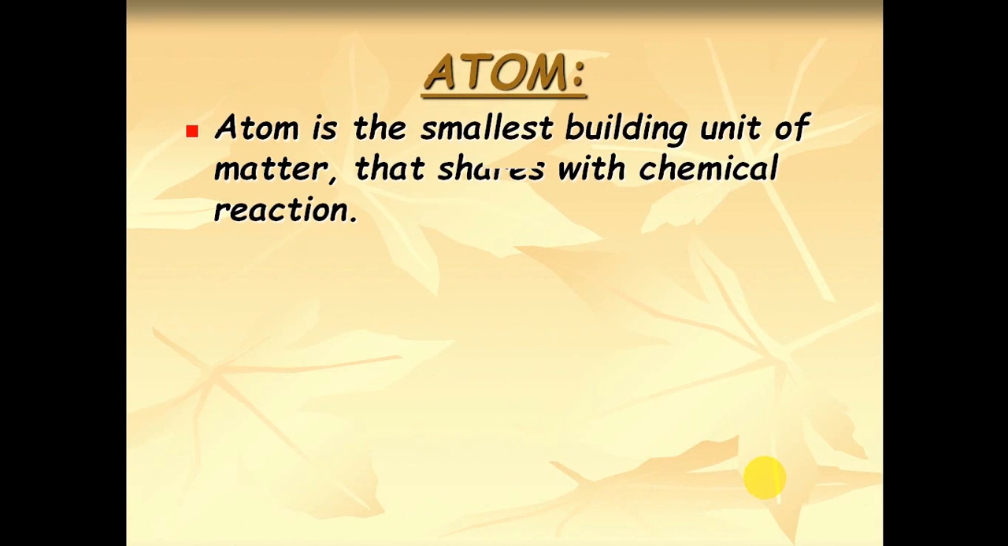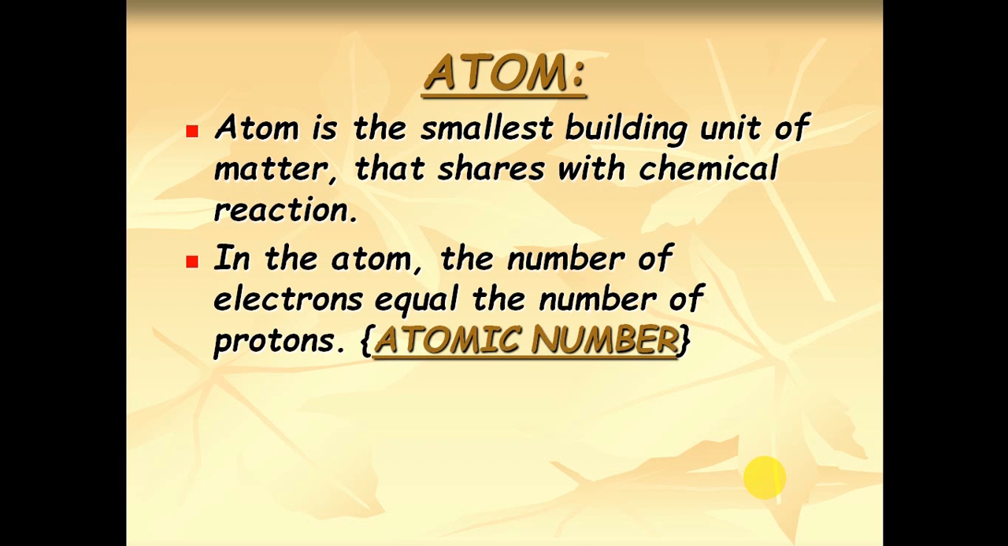Here, let's make a quick revision about what an atom means. If you remember, an atom is the smallest building unit of matter, or the smallest particle in matter, that shares in chemical reactions. When we speak about chemical reactions, atoms join together or bond together to form bonds, and this is our lesson for today. In the atom, the number of electrons equals the number of protons, if you remember, and we call this the atomic number. So the atomic number, as we said before, is the number of protons in the atom, and as we know, protons and electrons are equal.